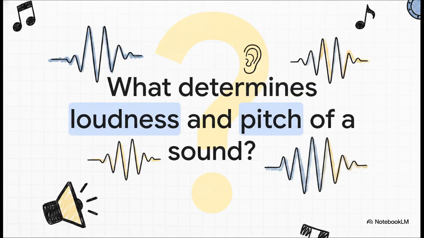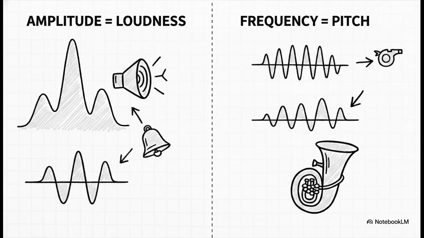Okay, time for another rapid-fire past paper question. This one is incredibly common and it directly tests the relationship between wave properties and human perception. The question is, state the quantities that determine (i) loudness, and (ii) pitch of a sound wave. You just need to match the human perception to the correct physical property. And the answer is, loudness is determined by amplitude and pitch is determined by frequency.